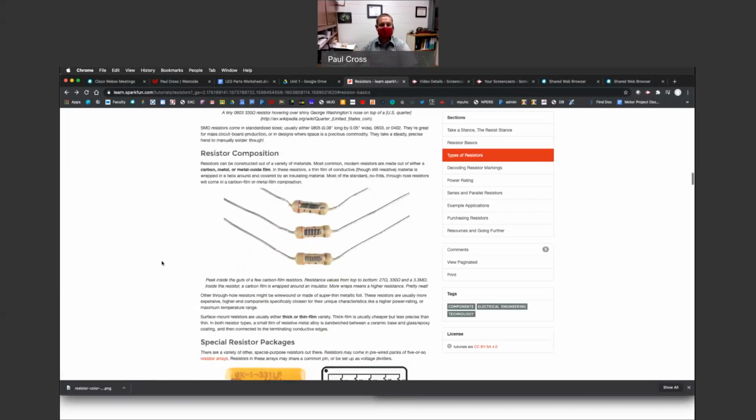Inside of that resistor, we have carbon, metal, or metal oxide film. A thin film of conductive, though still resistive, material is wrapped around in a helix through an insulating material. So that's what most of the through hole or the common resistors that we use are. They have a cross section here of what those look like.